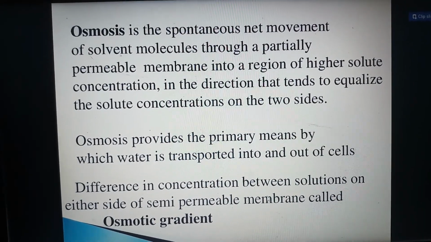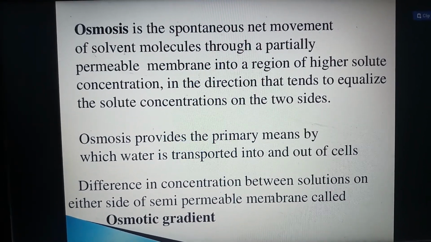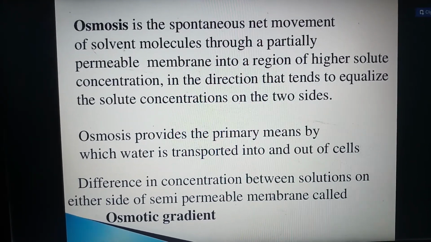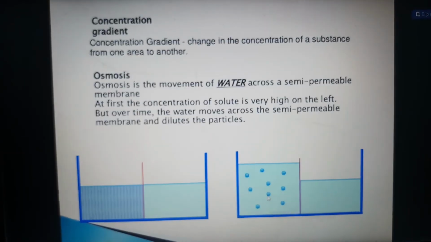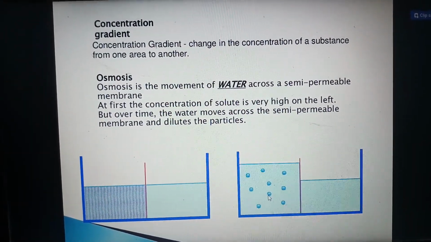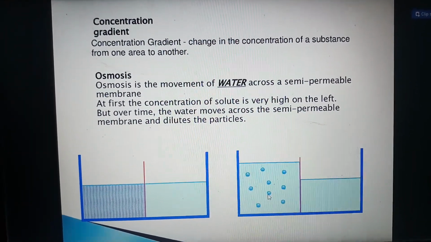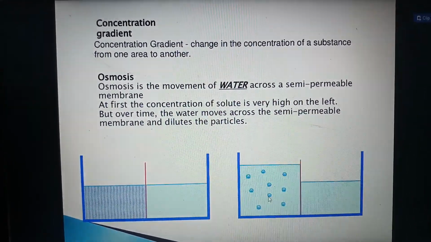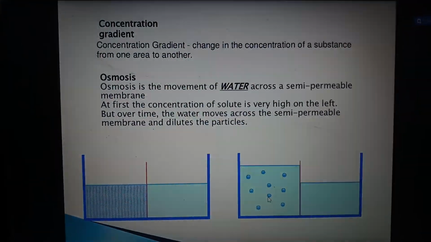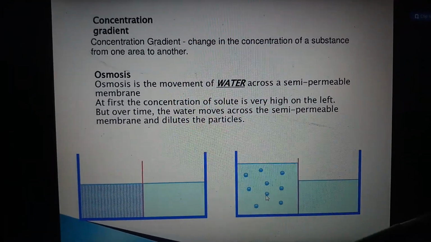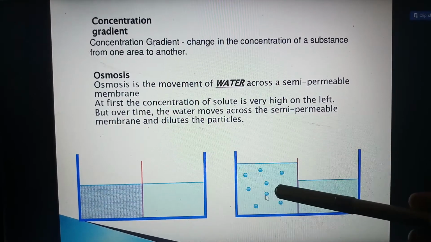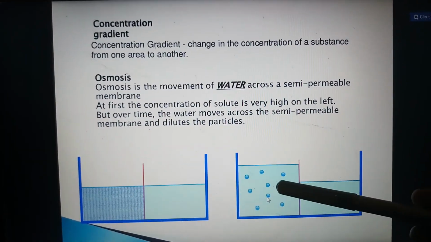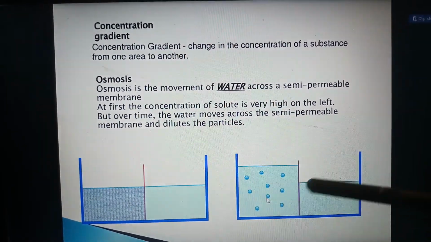Okay. The difference in concentration between the solutions on either side of the semi-permeable membrane, we call the osmotic gradient. In this picture, we can see clearly what an osmotic gradient is. Gradient means change: the change in the concentration of a substance from one area to another. For example, we have a beaker. In this beaker, one side has one concentration and the other side has another concentration. So it creates a change, and this we call a gradient.